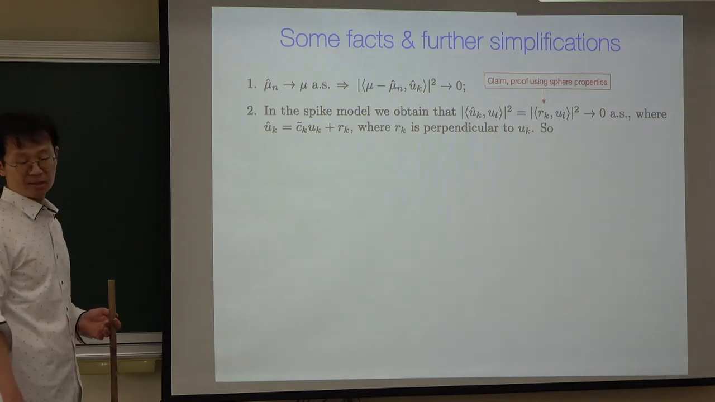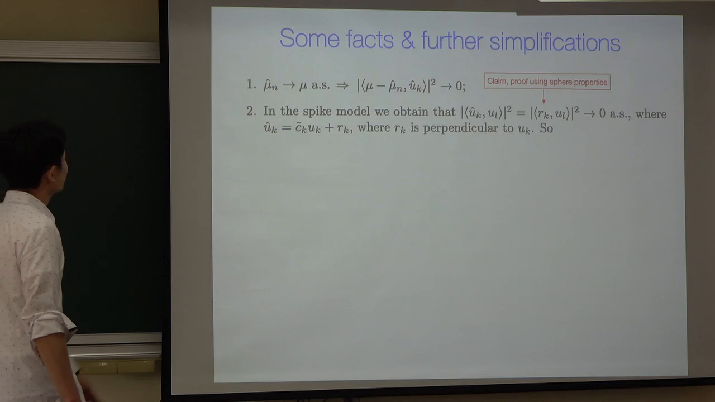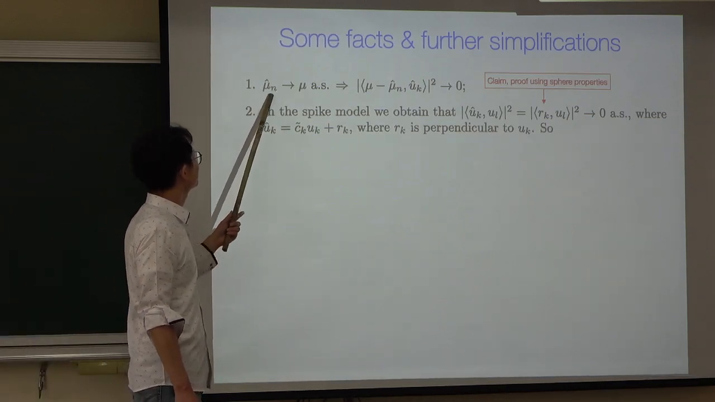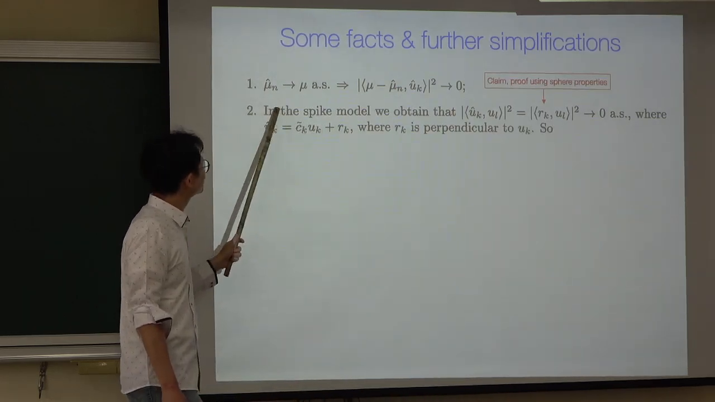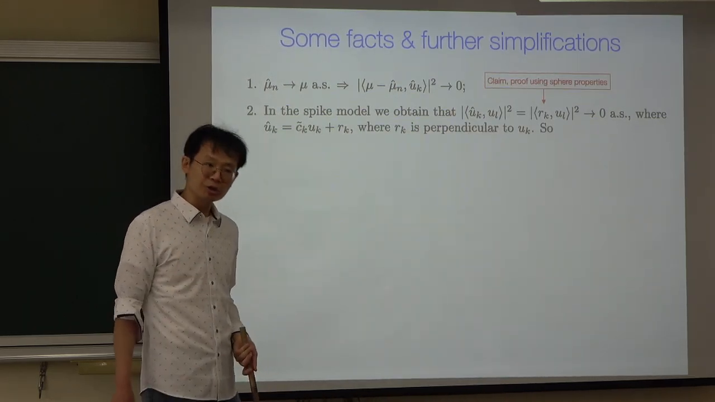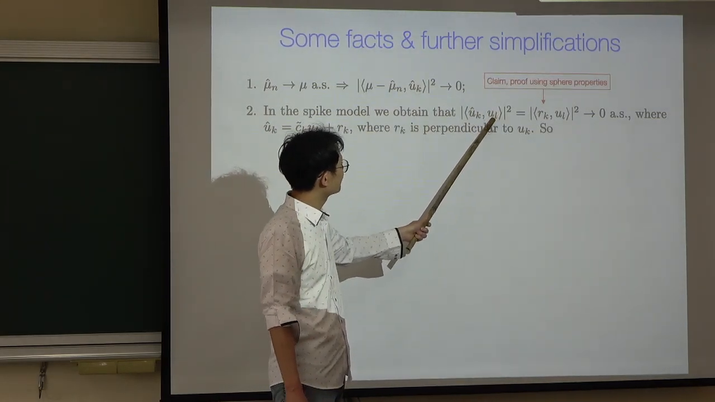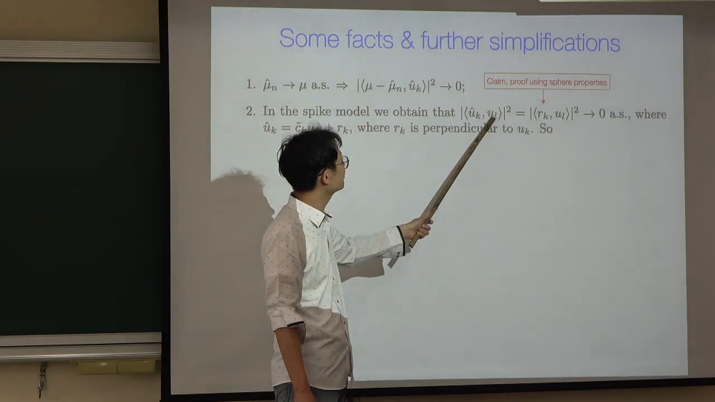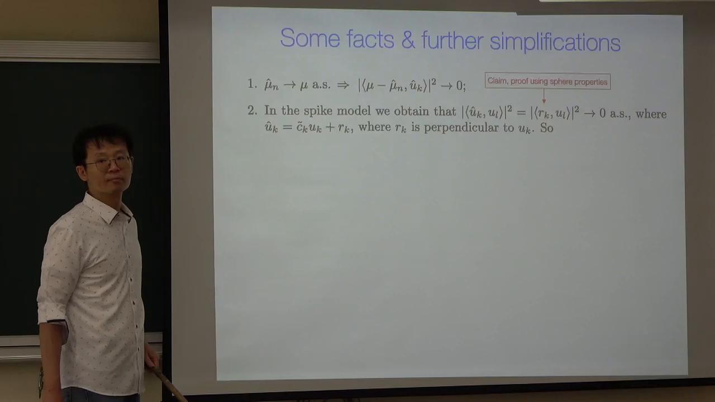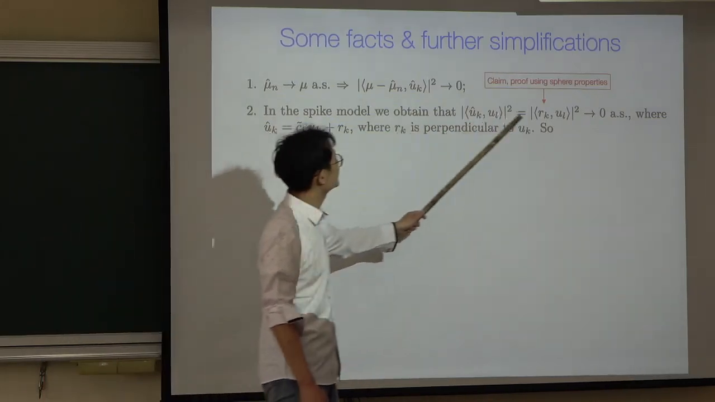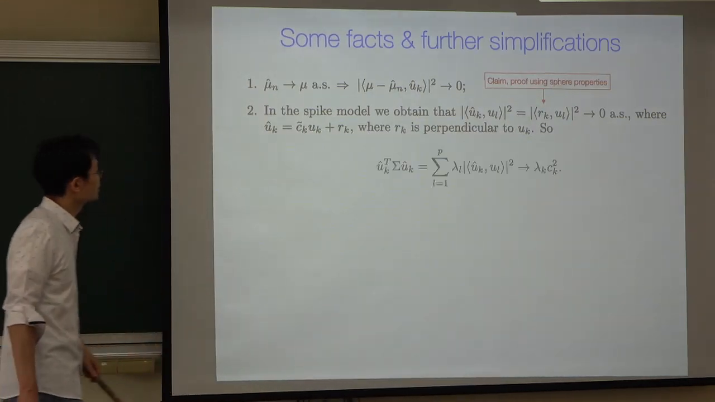So there are some facts that help us to achieve that estimation. First one, the sample mean will converge to the true mean, so everything is good. The second one is in the spike model, you can show that the sample eigenvector and the population eigenvector, if k and l are different, actually converge to zero almost surely. And then you can see the proof in the paper. I will not do it here. You just use the spherical properties.